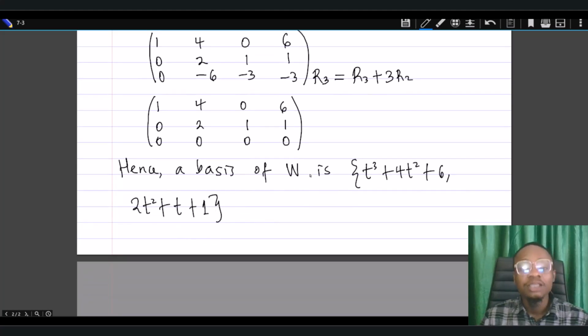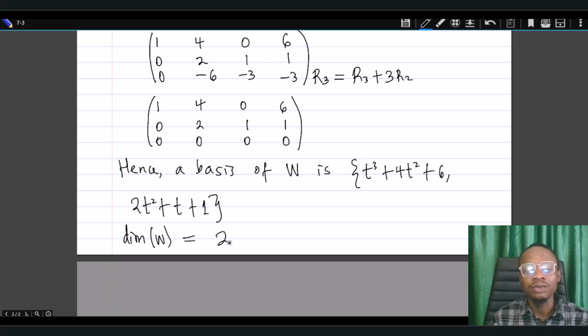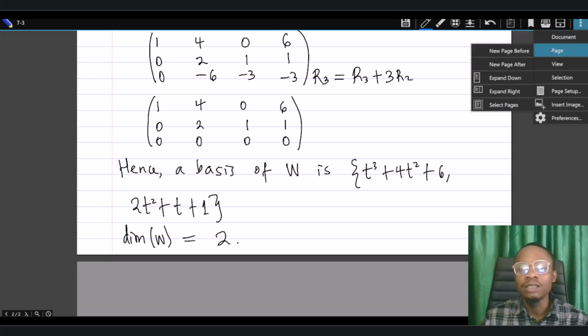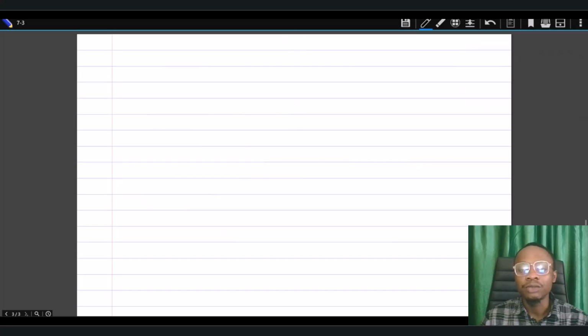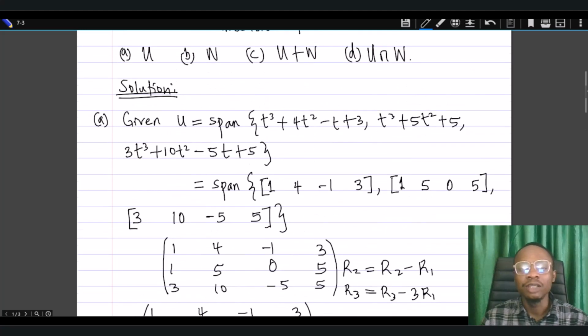So obviously W is two-dimensional because there are two vectors in a basis of W. So with this, we conclude that the dimension of W, because that is also needed, is 2. And with that, we are good to go. We're done with that part of the problem as well. Okay, so now let's go on to see what next is required of us.